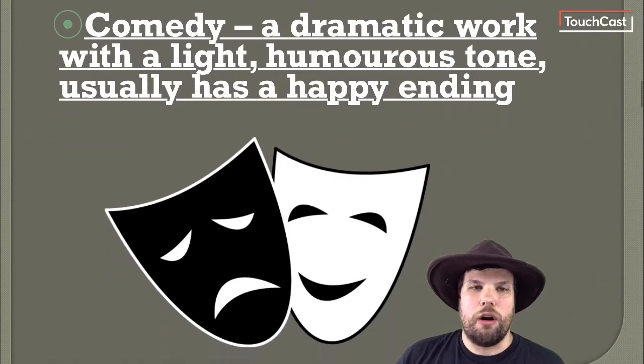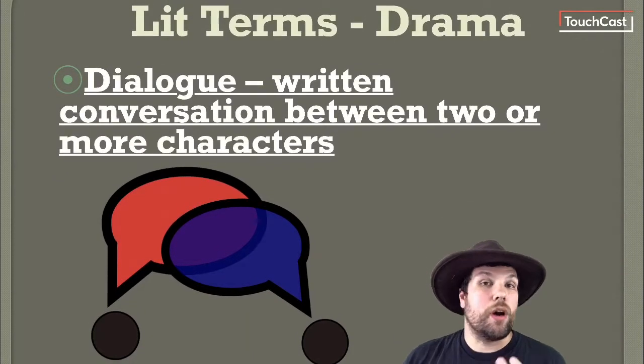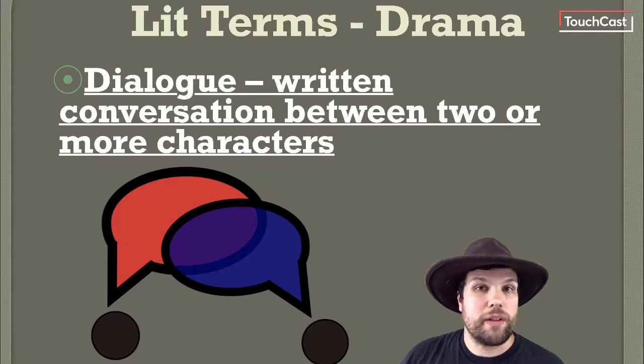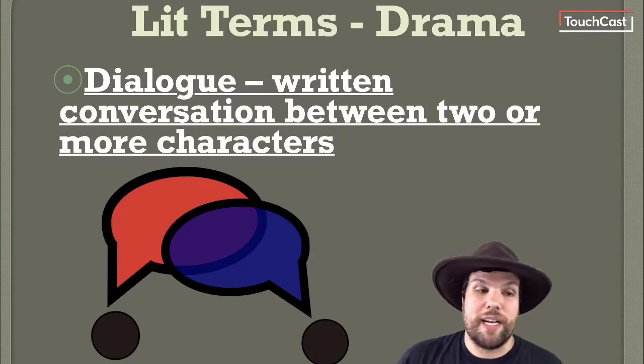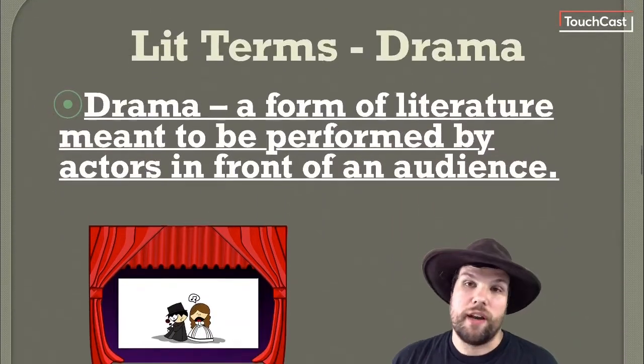Next, we have dialogue. Dialogue is a written conversation between two or more characters. We see it in typical writing, we see it in novels, and it's primarily the mode that characters will communicate in a piece of drama. Speaking of which, drama is your next term. Drama is a form of literature meant to be performed by actors in front of an audience.